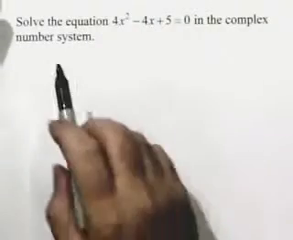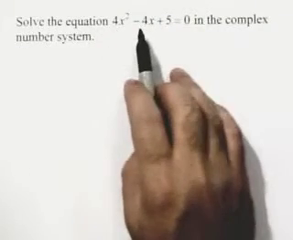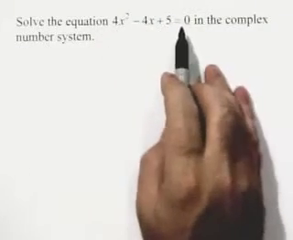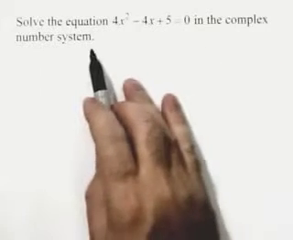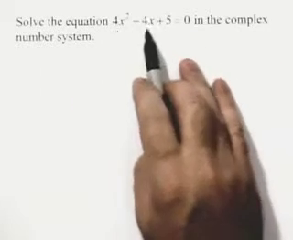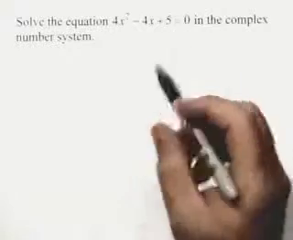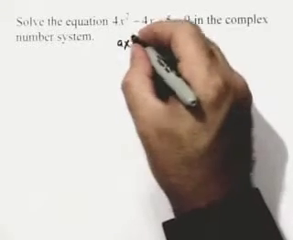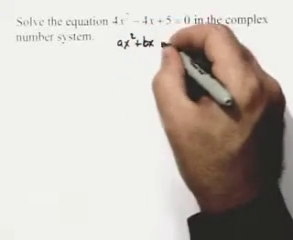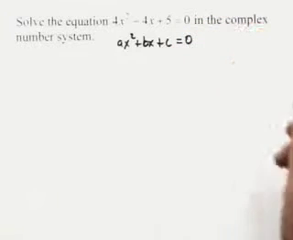In this problem, we're going to solve a quadratic equation in the complex number system. We want to solve the equation 4x squared minus 4x plus 5 equal to 0 in the complex number system. We notice that this is a quadratic equation in standard form. This is the form ax squared plus bx plus c is equal to 0.